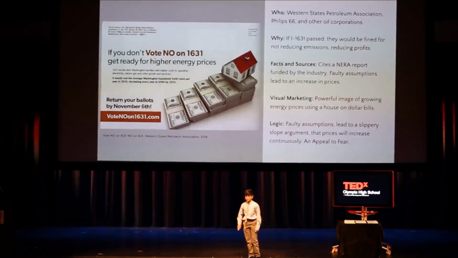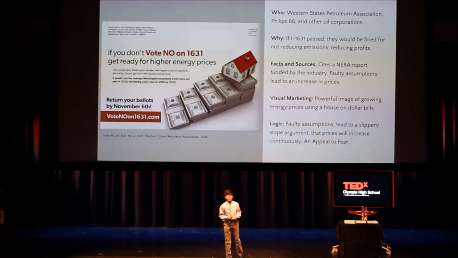Next, we have a No on 1631 ad. Who's paying for this? Look up in the top left corner, and in tiny letters, you'll see the sponsors: oil companies and oil associations. Why would they be against 1631? Under 1631, they'd pay a fine if they polluted, which would mean a reduction of profits for them.